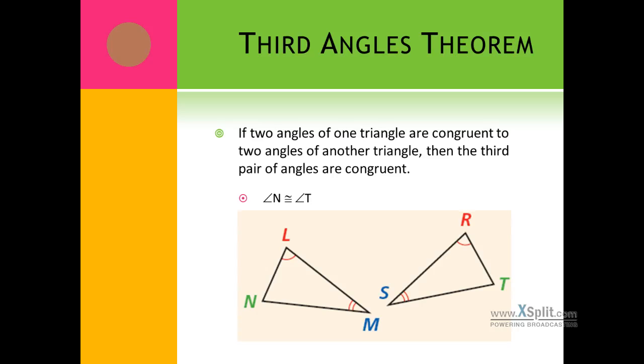Last theorem, and this is kind of the oh duh, that seems obvious theorem, is called the third angles theorem. The third angles theorem says that if two angles match, so for example, L and R are congruent to each other. We know that because they each have one single tick mark. And S and angle M are congruent to each other. They each have a single tick mark. That means that the last two angles, so angle N and angle T, need to match up as well. So if two angles already match up, the third angles need to match up as well. We can say that N and T are congruent to one another then.